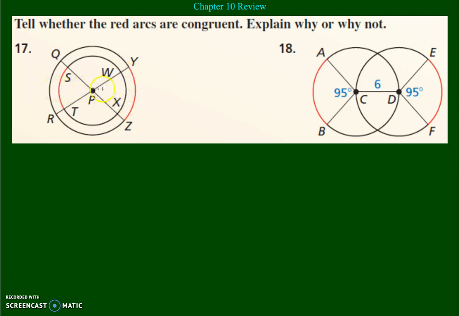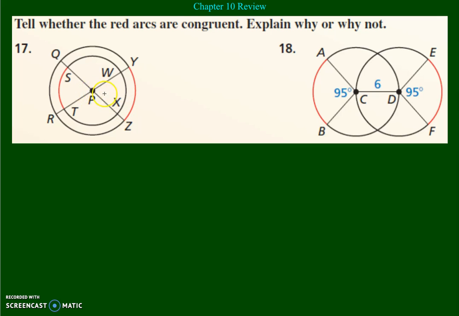But we're going to go ahead and talk about all these arcs just to make sure that we get everything covered. You can see that this circle that contains arc ST is a smaller circle than the circle that contains YZ. That means the radius PY is bigger than the radius SP. So these two circles are not congruent. Therefore, because we have ST and YZ in different circles, they are not congruent arcs.